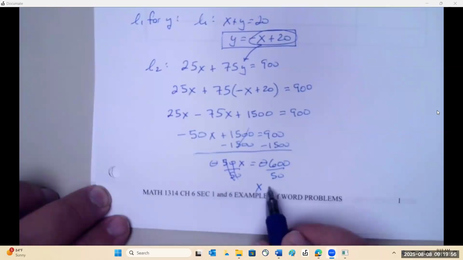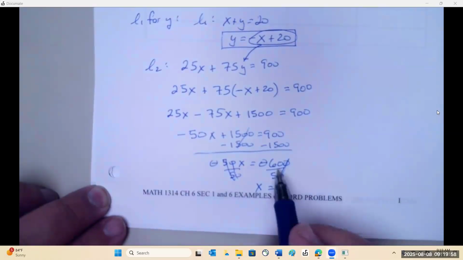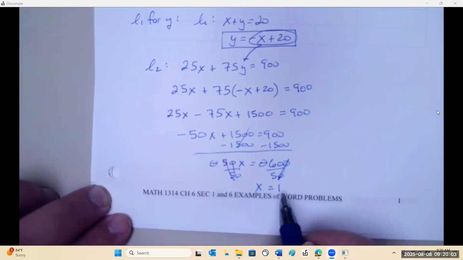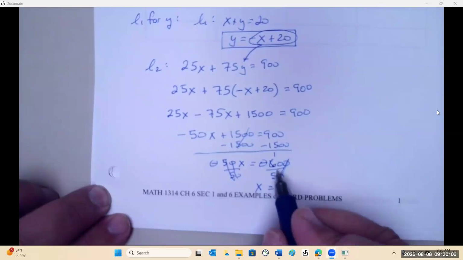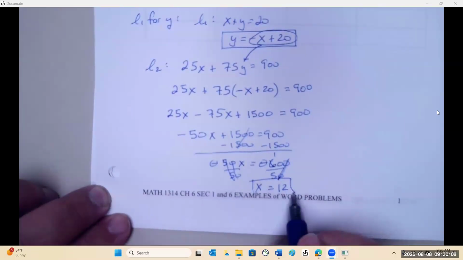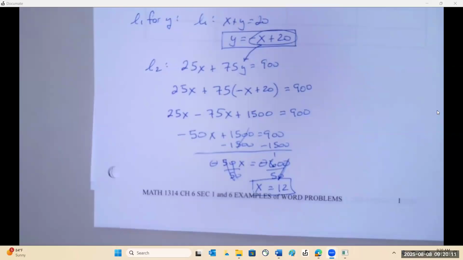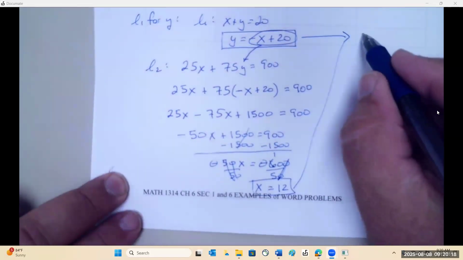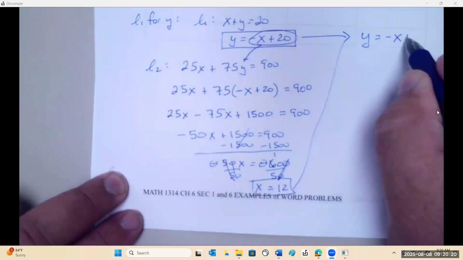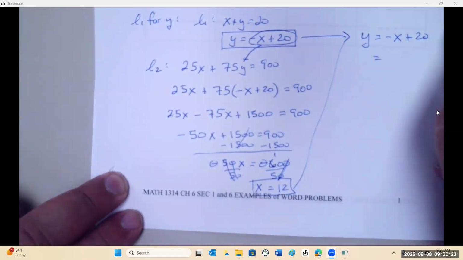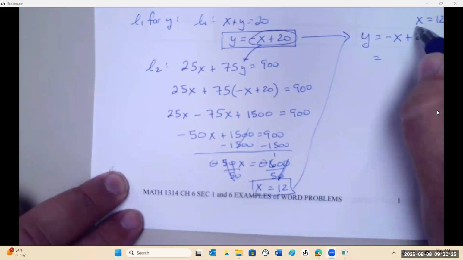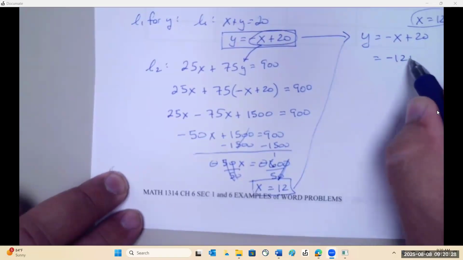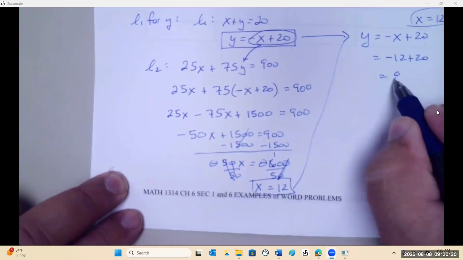So x is equal to, one of the zeros cancel. 50 goes into 6, 5 goes into 6 once, with 1 left over. 5 goes into 10 twice. So x is equal to 12. Now we combine these two equations here. Y is equal to negative x plus 20. We know that x is equal to 12. So negative 12 plus 20 is 8.